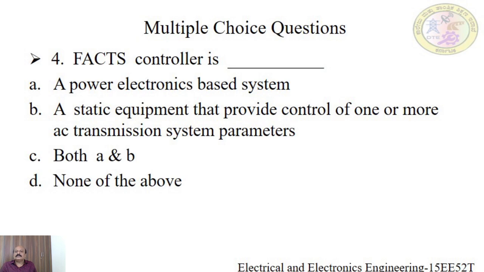FACTS controller is a power electronic based system as well as a static equipment that provides control of one or more AC transmission system parameters. Hence, the answer C might be correct. Let us see. Yes, answer C, which is both A and B, a power electronic based system and a static equipment that provides control of one or more AC transmission system parameters.